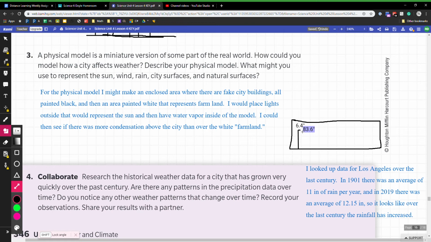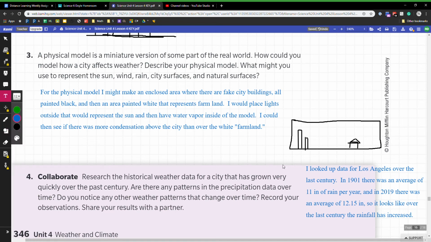So inside the fish tank, you'd have buildings. Oops, this is the line tool. Whatever. You'd have, on one end, something that represents a city, and on the other end, a farm, maybe houses or something like this. So you'd have a city and you'd have houses. Now you would paint everything over here black, and over here, you'd paint everything white.